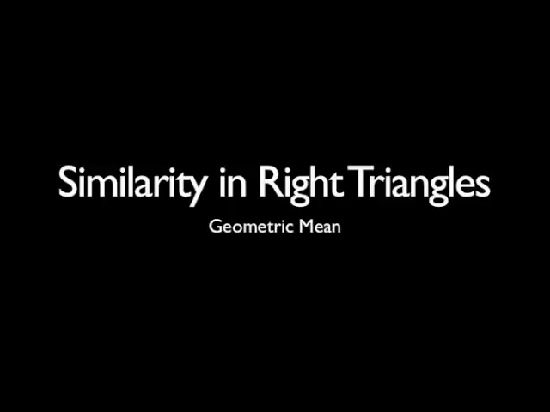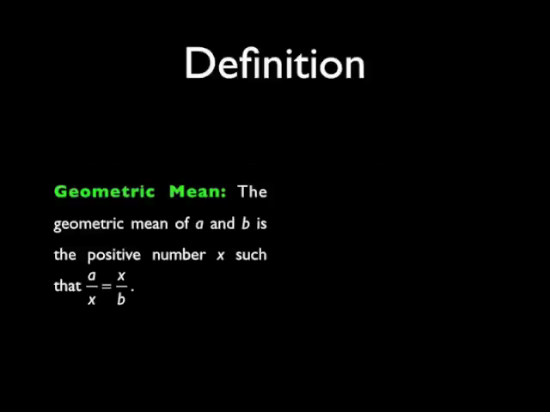Now that we understand the similar triangles within right triangles, let's talk really quickly about geometric mean. Right now it doesn't seem related, but it is. The geometric mean of two numbers, a and b, is the positive number x such that a over x is equal to x over b. So notice, when we're talking about mean here, we're not talking about average, we are talking about the means of a proportion. And in this case, the means are the same number, hence a mean.